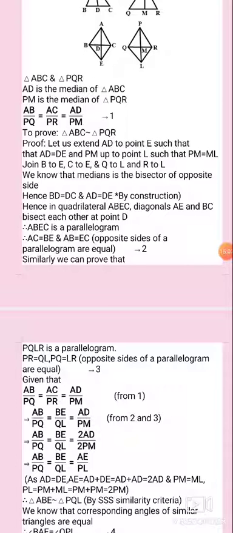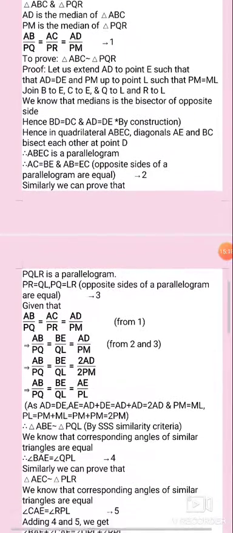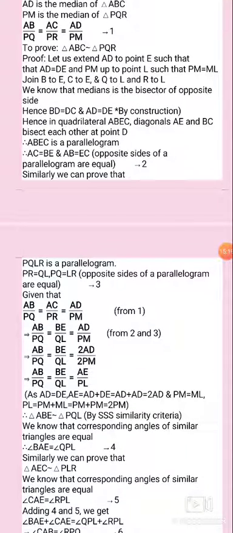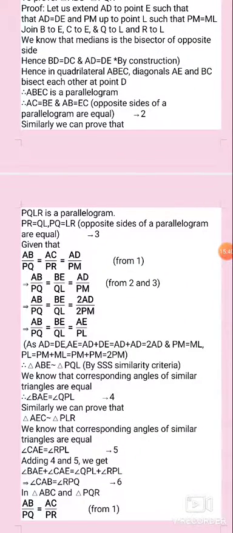Therefore, triangle ABE is similar to triangle PQL by SSS similarity criteria. Then we know that corresponding angles of similar triangles are equal. Angle BAE is equal to angle QPL. Similarly, we can prove that triangle AEC is similar to triangle PLR. We know that the corresponding angles of similar triangles are equal. Angle CAE is equal to angle RPL.